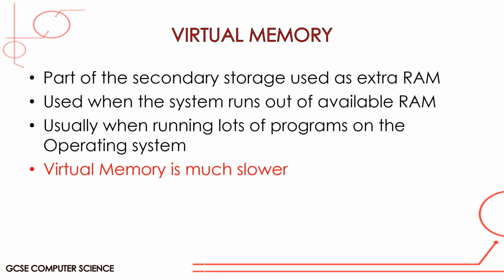Virtual memory is when you use part of the secondary storage as extra RAM memory. You only use this when the system runs out of available RAM. This usually happens when you run lots of programs all at the same time on an operating system. Virtual memory is much slower, so it's something that you don't want to use frequently.